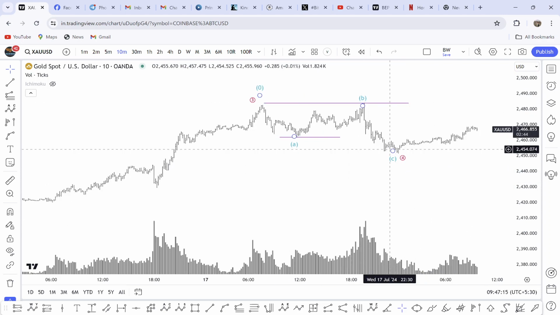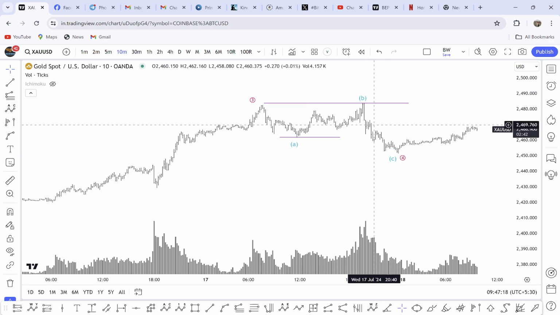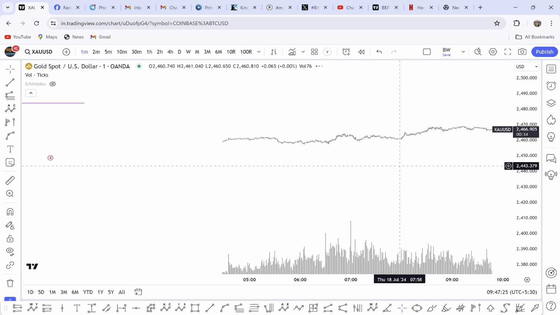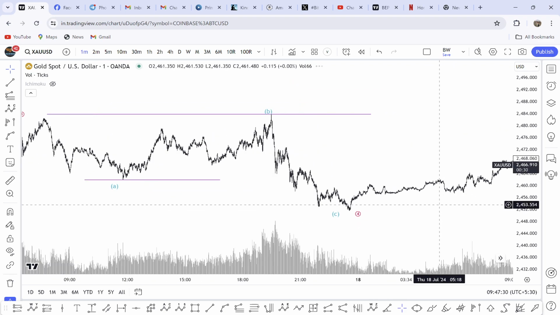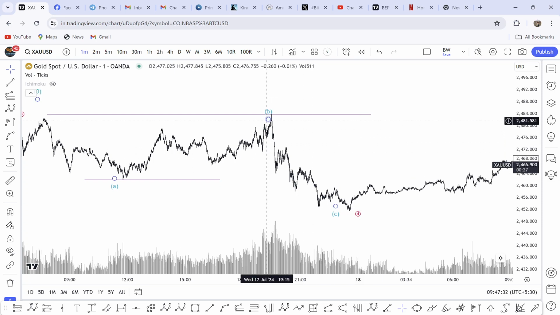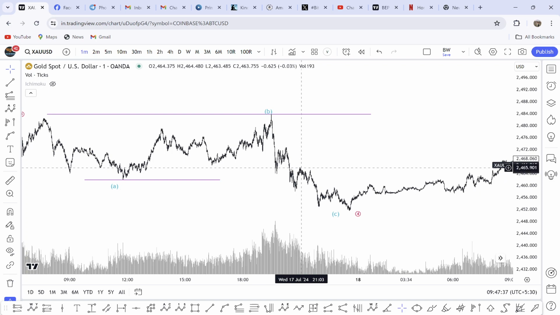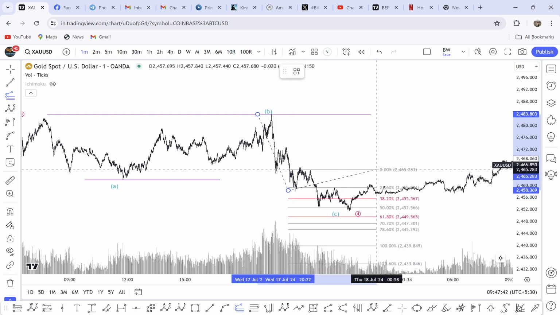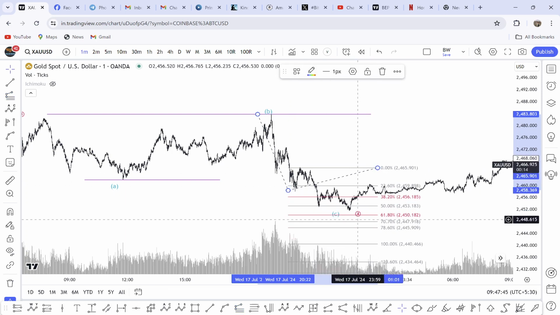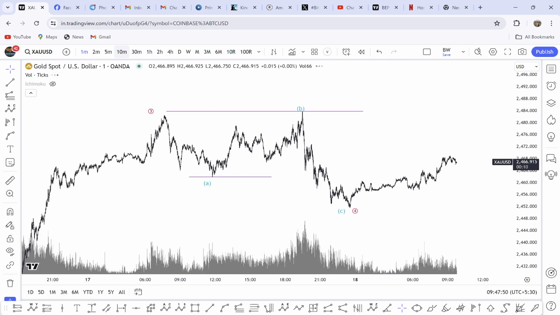And C wave always has 5 waves. I can't see it here, but in a lower time frame, like 1 minute, when we check, yes, it's a 5 wave correction. 1, 2, 3, 4, and 5. And fifth wave is around 50 to 61.8 percentage. So here our fourth wave is completed.